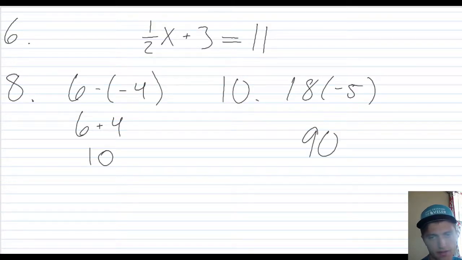And then do we have an even amount of odds or an odd amount of odds? Or negative signs. We have an odd amount, which means it's -90.